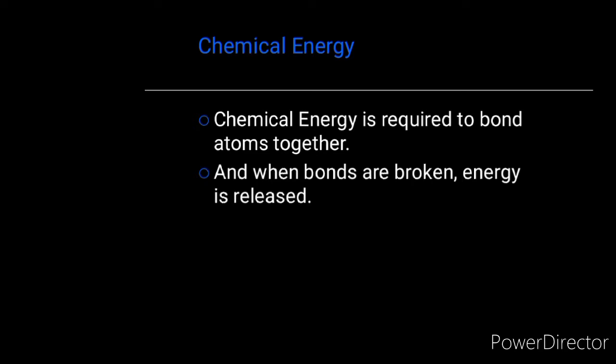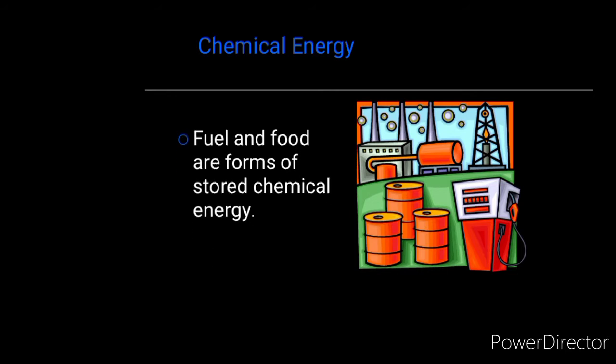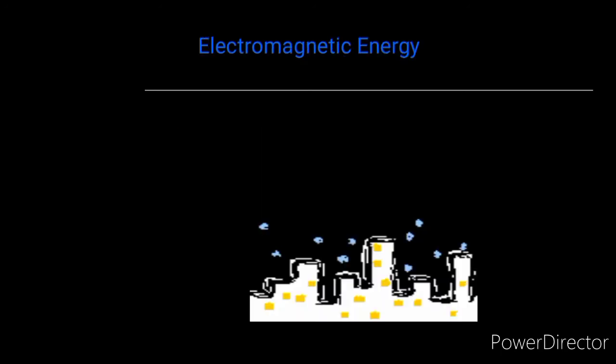Okay? And when bonds are broken, energy is what? Released. Is it not? Yes. You already know that. If we explode a bomb, a grenade, for example, what happens? Energy is released, is it not? In form of heat, sound, and what? And light, is it not? Yes. So you must understand that, okay? Fuel and food are forms of what? Stored chemical energy, is it not? Yes, these are examples of chemical energies.